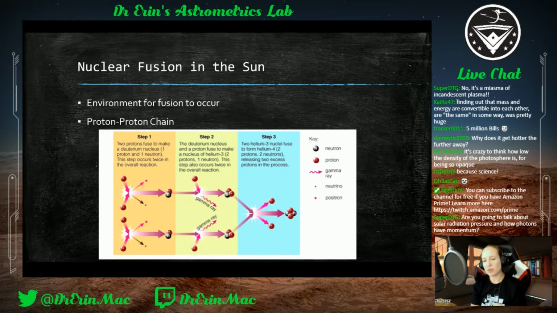The tricky part with fusion is that it's actually incredibly difficult to occur. That's why we use fission in nuclear reactors here on Earth. You split them apart. Fusion is where you bring them together.